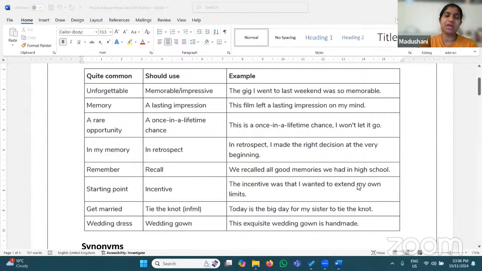That's so simple. So unforgettable with memorable or impressive, memory with lasting impression, rare opportunity with once in a lifetime chance, in my memory with in retrospect, remember with recall, starting point and incentive, get married and wedding dress. So these are some quite common words that have to be replaced by some other words, right?